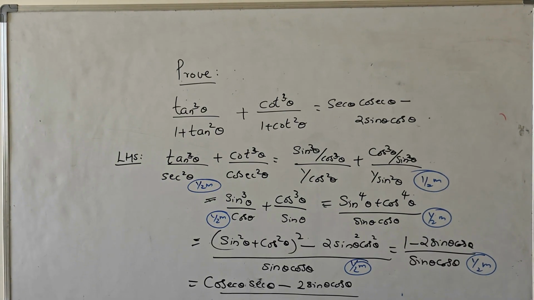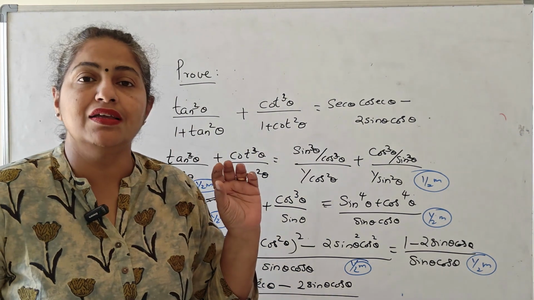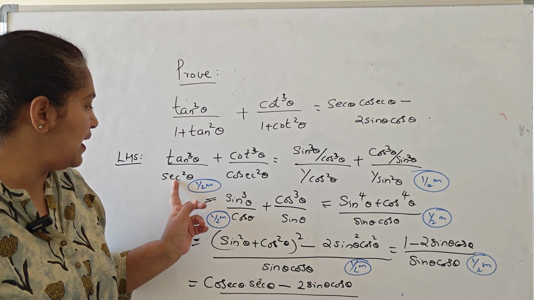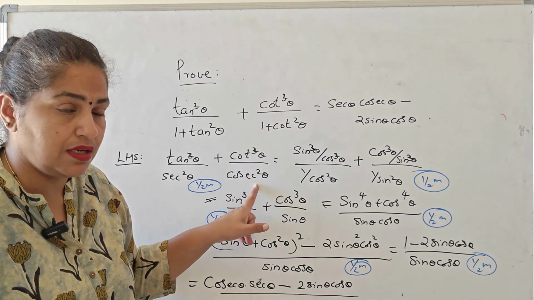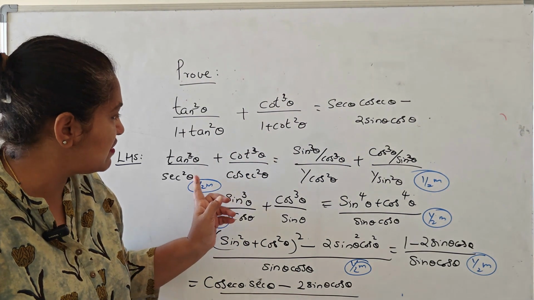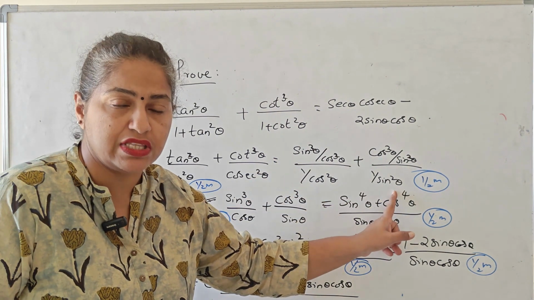Prove. 1 plus tan square theta is sec square theta. So I have substituted it over here. 1 plus cot square theta is cosecant square theta. Then I have written sec square theta as 1 by cos square theta and cosecant square theta as 1 by sin square theta.